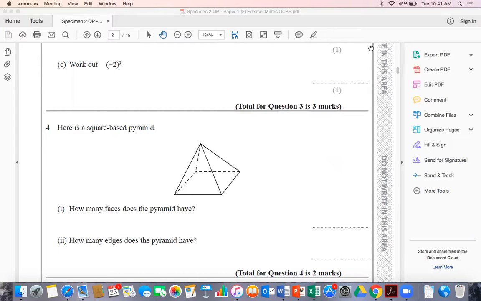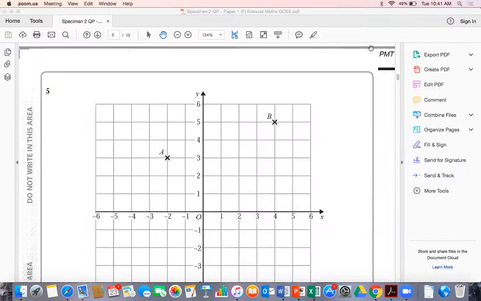Okay, these are the 4 ones. How many faces? This one is 5, and the other one is 8. How many faces does a pyramid have? 5. How many edges? 8.